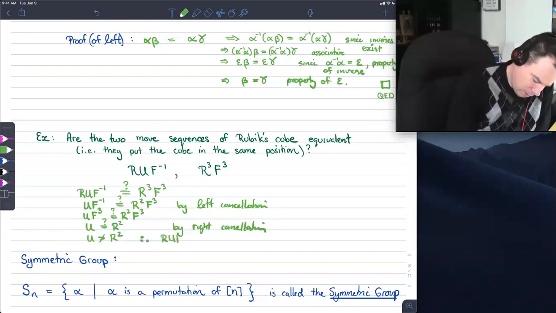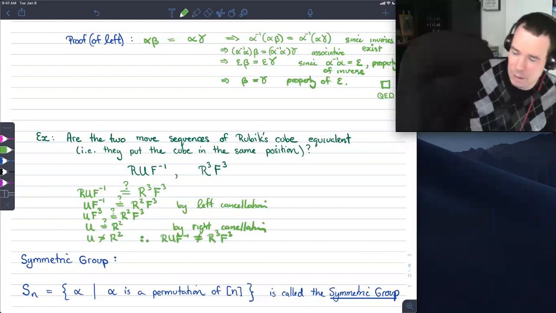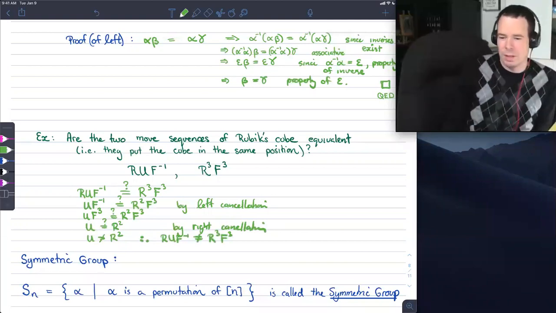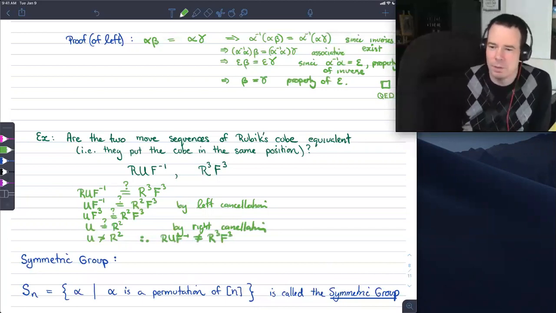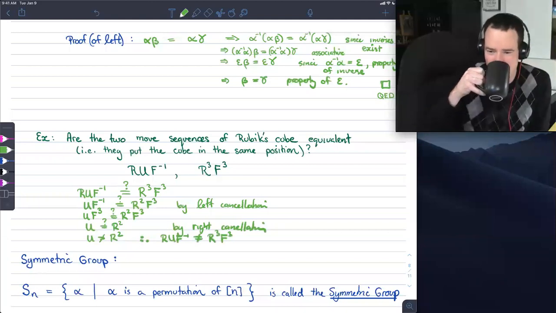r u f inverse is not the same as r cubed f cubed. Because if they were the same, then we've just shown that u has to be the same as r squared. So this is an example in the context of the Rubik's Cube of how these cancellation properties and algebra can work. So now we're doing algebra to answer questions about what's going on with the cube.